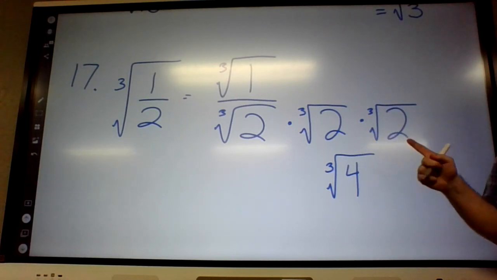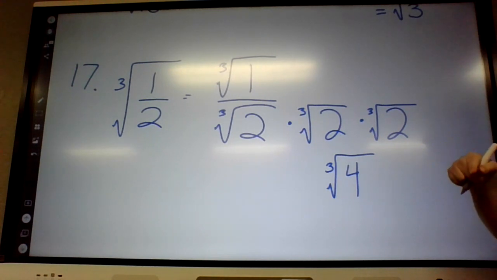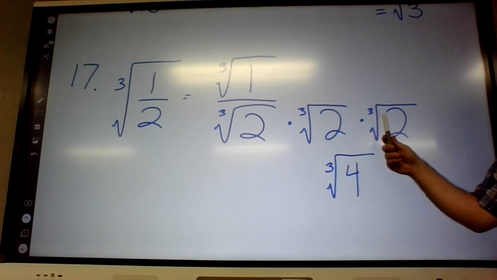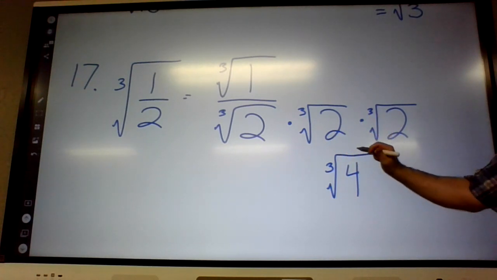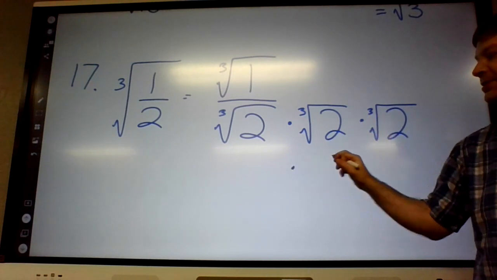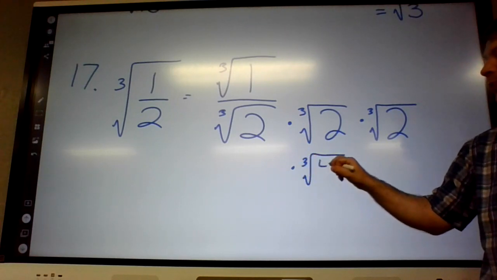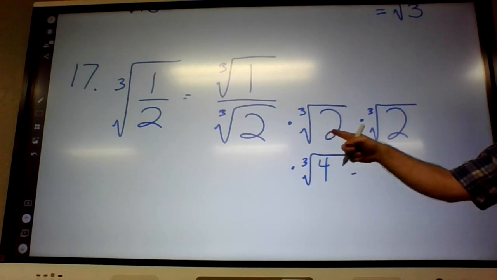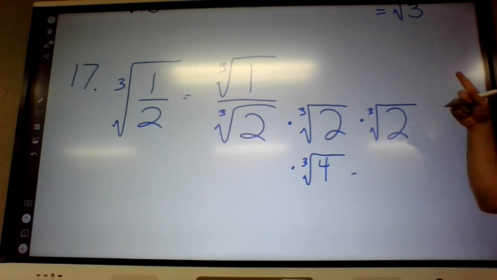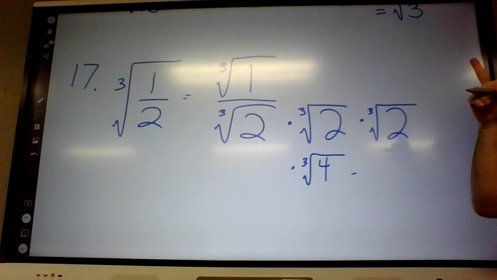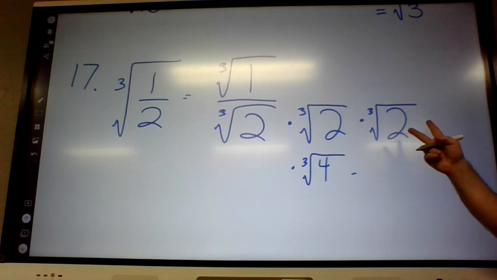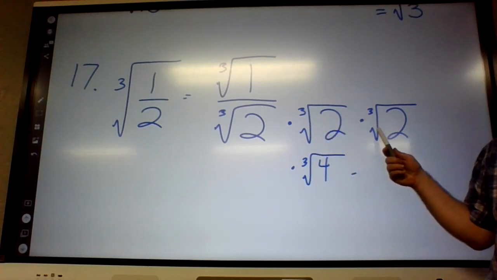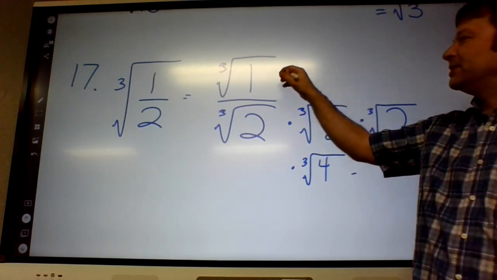2 times 2 times 2, 8. So if I multiplied by the cubed root of 2 a couple times, or you could just say I'm multiplying by cubed root of 4 once, that's the same thing. That would give me the cubed root of 8 on the bottom, and 8 does have a cubed root, it's 2. Because 2 times 2 times 2 is 8. So if you're doing cubed roots, you kind of have to do the number twice. Does that make sense?